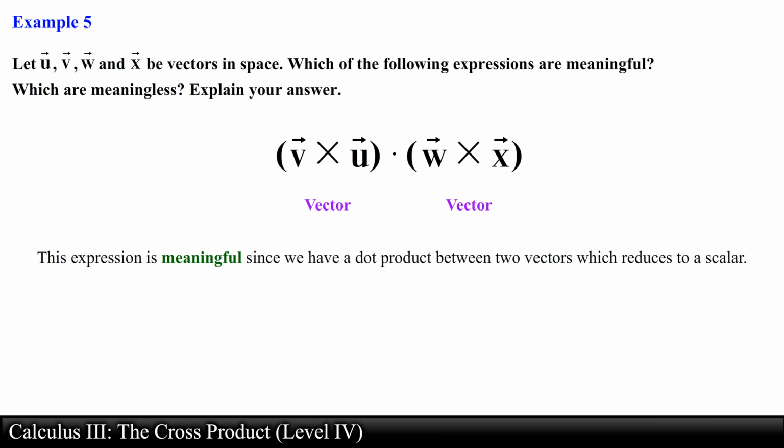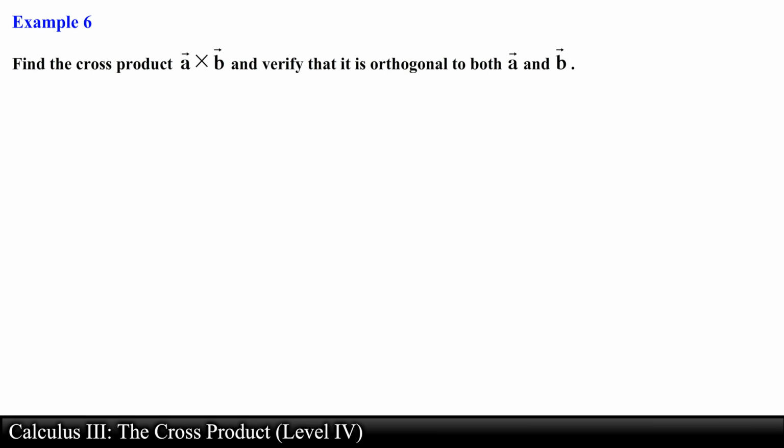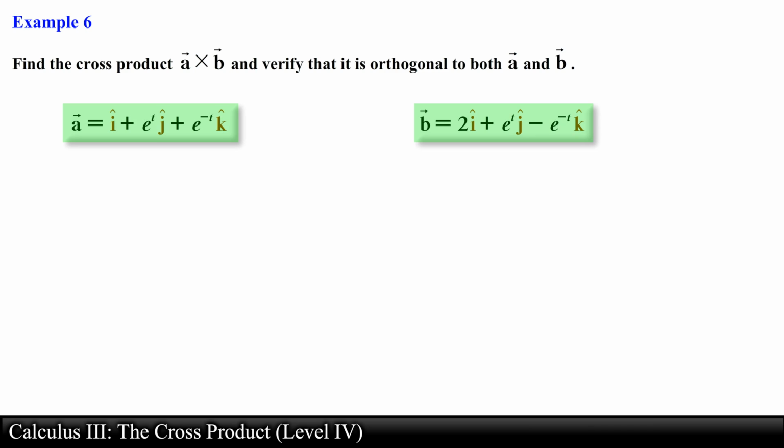Alright, let's move along to a different type of problem. Find the cross product between vector A and vector B, and verify that it is orthogonal to both vector A and vector B. Notice that this problem is slightly different when compared to the examples from the previous video, since vector A and vector B both have functions in their components.